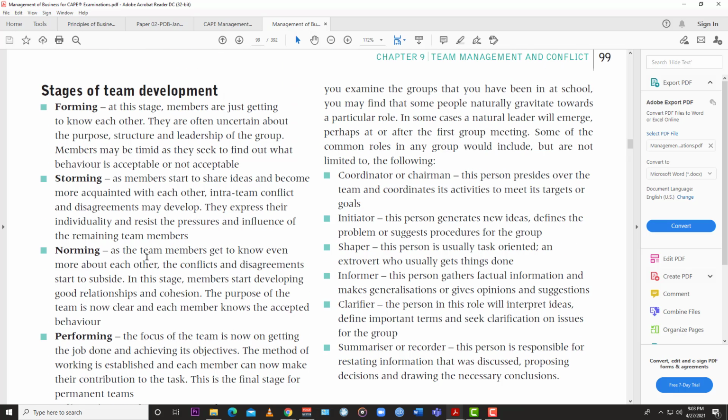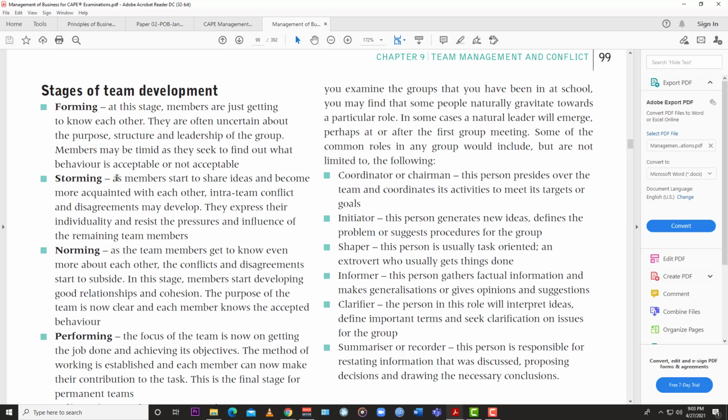Let's look at them individually. Forming is self-explanatory. At this stage, members are just getting to know each other. They are often uncertain about the purpose, structure, and leadership of the group. Members may be timid as they seek to find out what behavior is acceptable or not acceptable. The team is forming, so you're feeling out everybody, like whether you can make a joke about this person or not, what kind of things to say. It's a feeling-out process, the forming part.